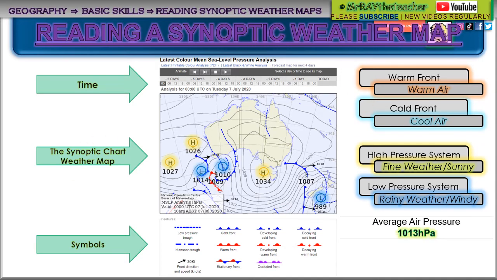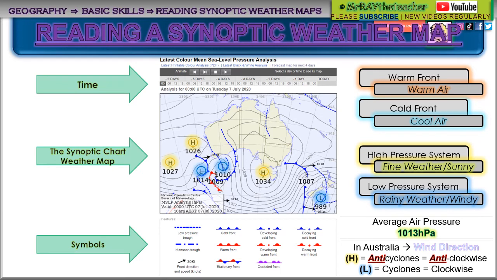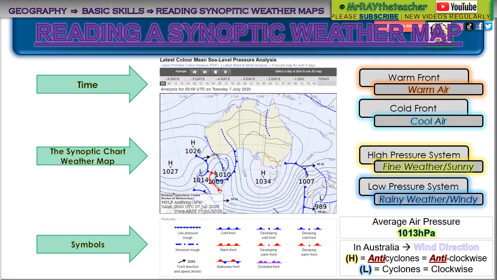Moving along, the average air pressure is 1,013 hectopascals. And in Australia, for wind direction, H means anticyclones, which go anti-clockwise. So the wind here would be going in an anti-clockwise direction. And L, cyclones, mean clockwise. So if you're looking at the railway tracks for winds, those isobars, see that's where the wind's going around that high pressure system. Around this low pressure system, the wind's going in that manner. So that's why wind blows.